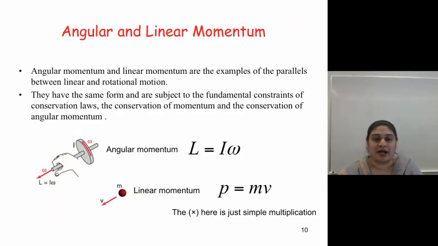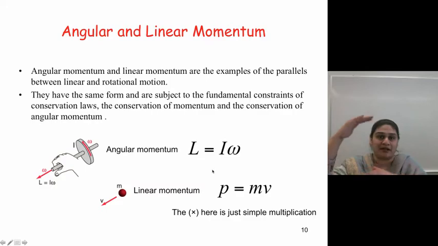And so here we can obviously see that the angular momentum L is the same as P. I is in place of M and omega is in place of V. They're exactly the same things. Well, not exactly, but they're analogous to each other.